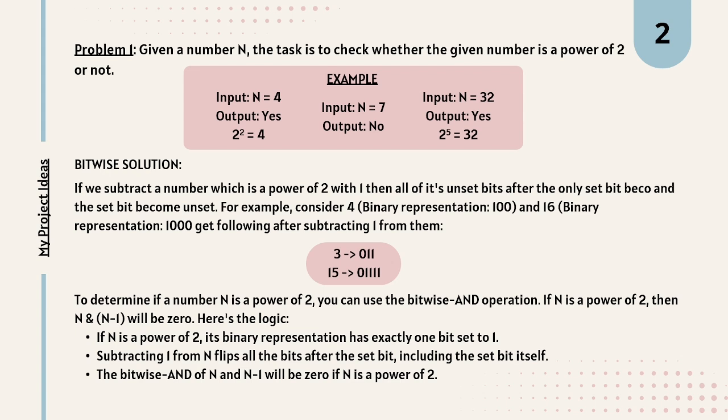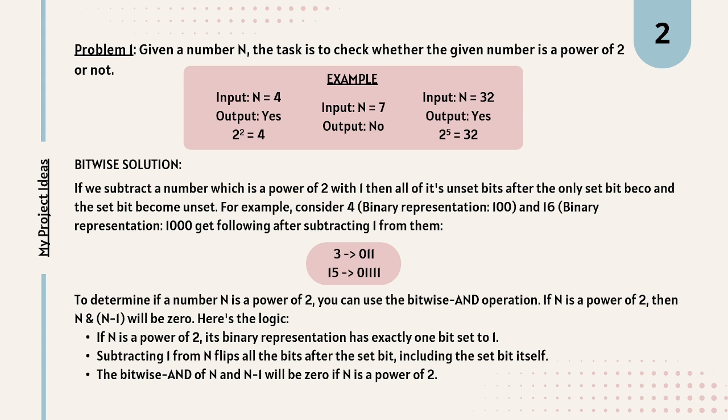There is a layman algorithm in which you can easily find out the solution. But how do we solve it using a bitwise solution? Let's have a look. If we subtract 1 from a number which is a power of 2, then all of its unset bits after the only set bit become set, and this set bit becomes unset. So what does this mean? Suppose you consider the number 4, whose binary representation is 100, and 16, whose binary representation is 10000.